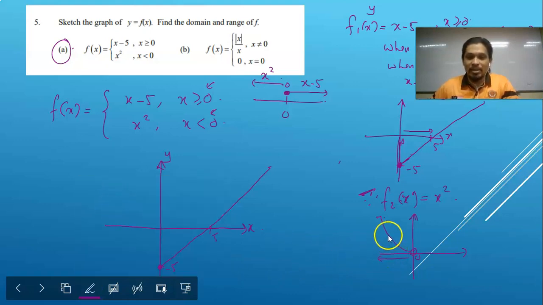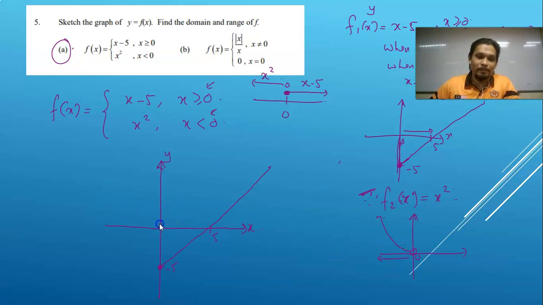So, let's bring this here. That's it. Okay, we complete, or we call sketch the graph for the question of A. This is what we call piecewise function. Okay, piece by piece. So the first one here, x minus 5, linear, straight line for x greater than or equal to 0. This one here, and x squared for x less than 0 here.